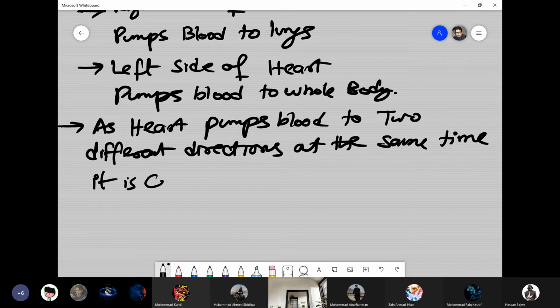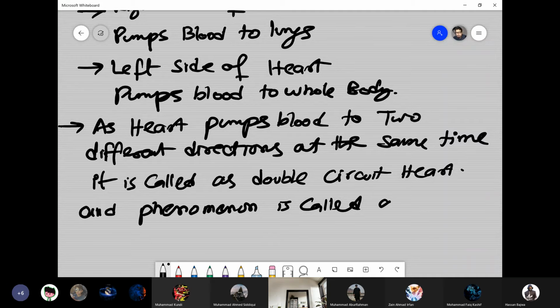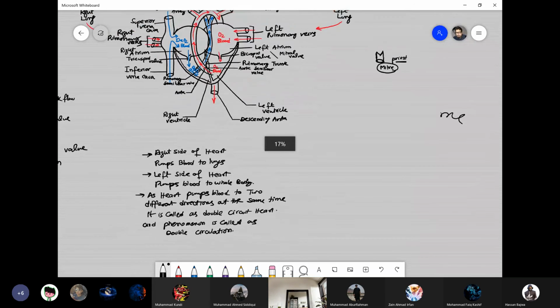So it is called a double circuit heart, and the phenomenon is called double circulation. Understood, everyone?